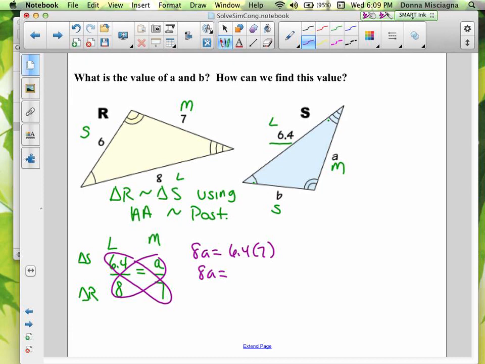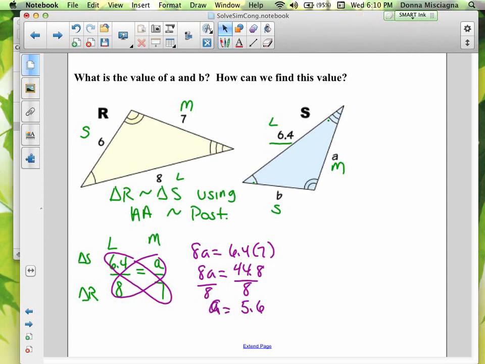So 6.4 times 7, it's 44.8. So like I said, 42 plus 2.8. But I just wanted to make sure that I wasn't overthinking anything. Sometimes you can do that when you're tired. So we have 8A equals 44.8. We're going to divide both sides by 8. So A is 5.6. I kind of noticed that's 7 times 0.8. Just saying. So maybe we saw that relationship there.